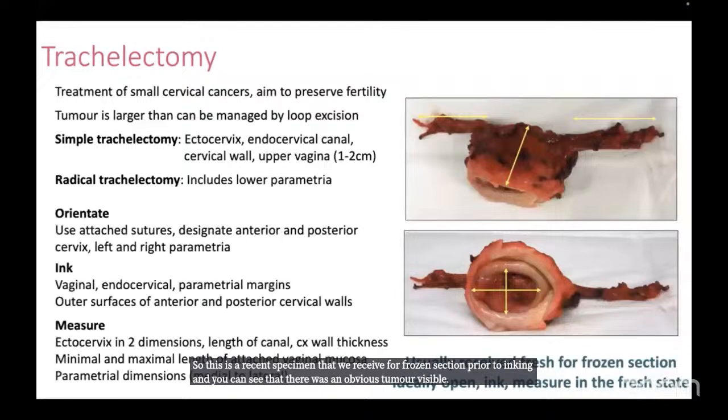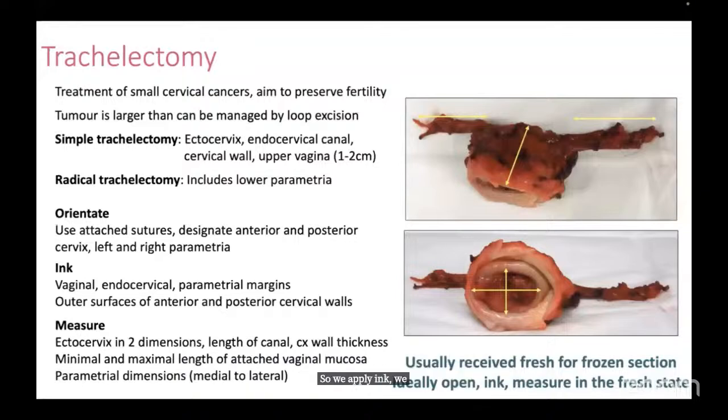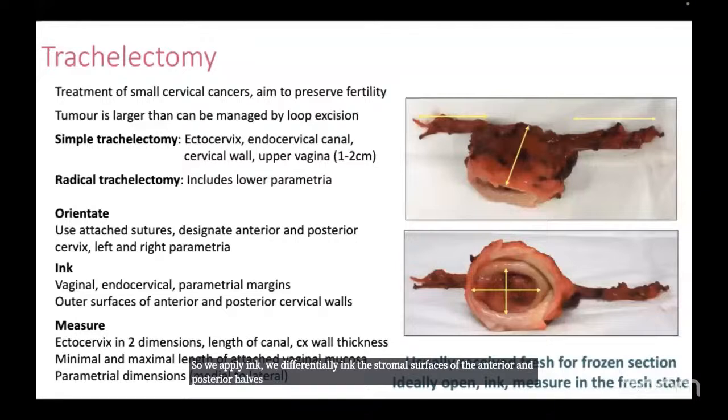Now, usually trachelectomies will come orientated by the surgeon, but if not, as was the case here, we orientated by looking for the presence of the downward extension of the peritoneum posteriorly. So we apply ink, we differentially ink the stromal surfaces of the anterior and posterior halves, and then ink the vaginal, endocervical and parametria margins as well.